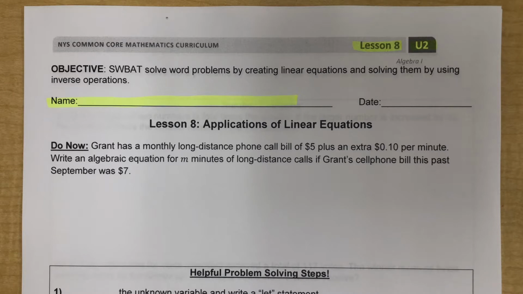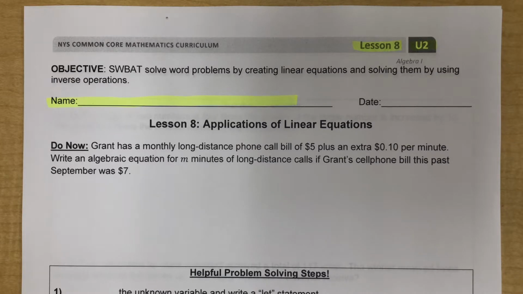So as I look at the do now, it says Grant has a monthly long-distance phone call bill of $5 plus an extra 10 cents per minute. Write an algebraic equation for m minutes of long-distance calls if Grant's cell phone bill this past September was $7.